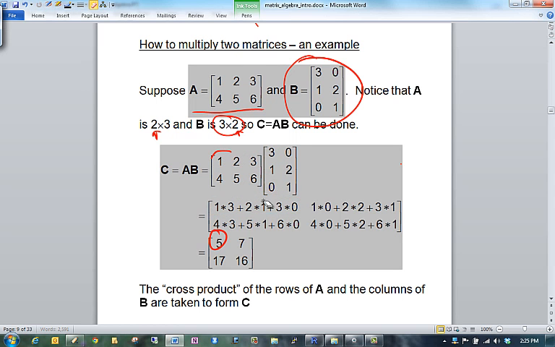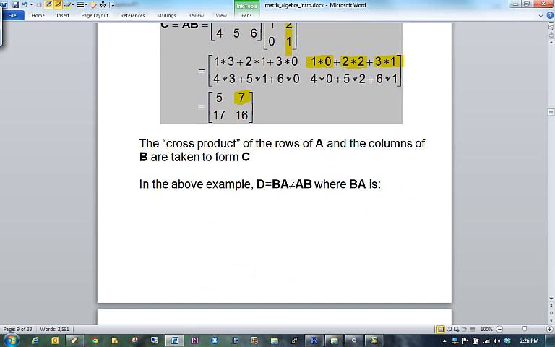Let's look at one more example to make sure it's clear. Let's actually use some highlighters. So now let's look at how I get this 7 here. This results from taking the first row of A and doing a cross product with the second column of B. So I take 1 times 0 plus 2 times 2 plus 3 times 1, and I get 7. That's how you do matrix multiplication. It's not too bad, but you can see that if we have any kind of large matrices, doing these by hand is not going to be a fun thing to do. So that's why we typically do it using computers.